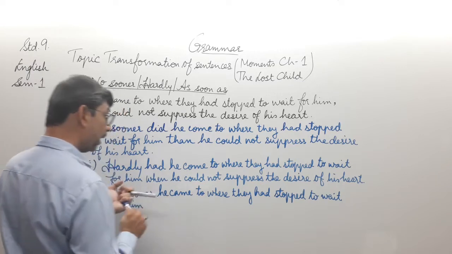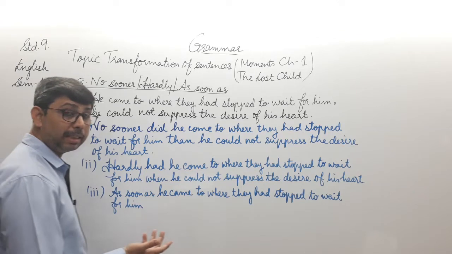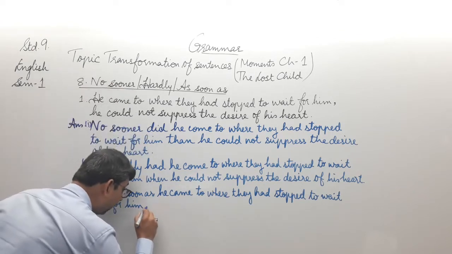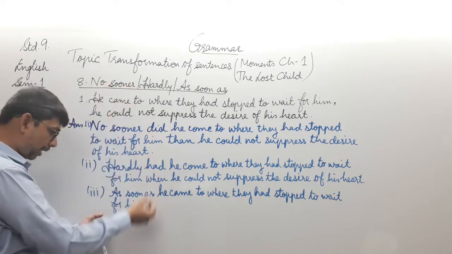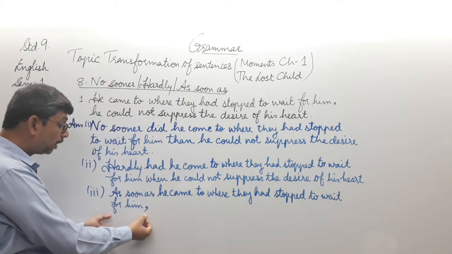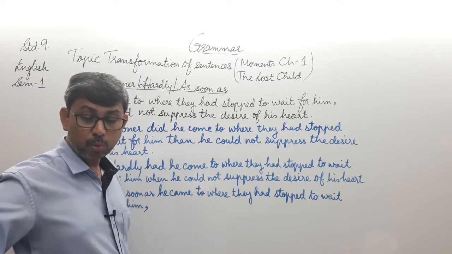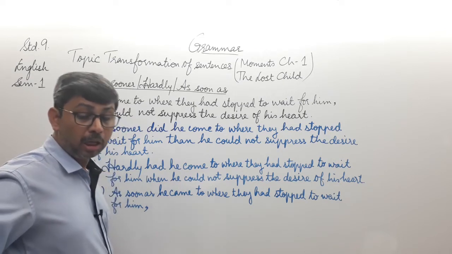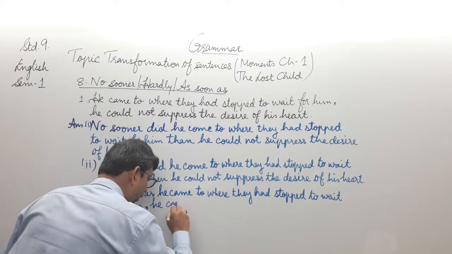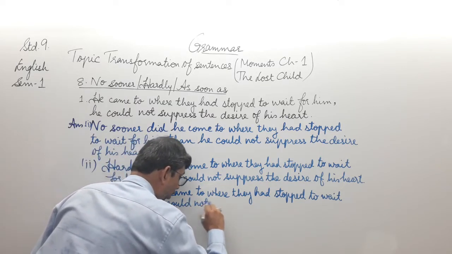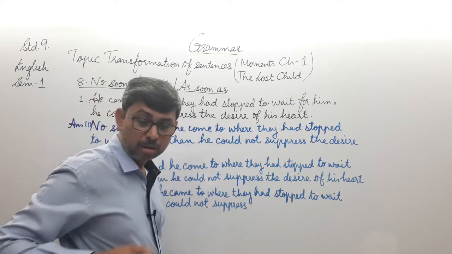Now we used to apply the word than, we applied the word when over here, but here we are not applying any such connecting word. Simply we are applying the comma. So acknowledge this very well, understand this very well, that when you make use of as soon as, in connection to that we have the comma, which is to be applied without fail. So as soon as he came to where they had stopped to wait for him, he could not suppress the desire of his heart.